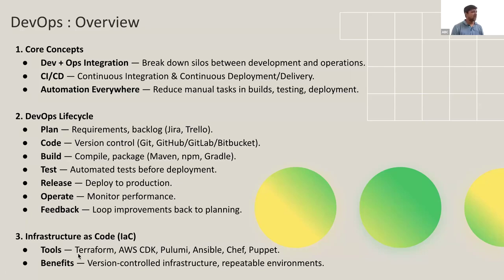Infrastructure as code, there are tools. Terraform is something that I've used, and Ansible I've used, Puppet I've used. Benefits, I don't know about others. Benefits are version-controlled infrastructure and repeatable environments.